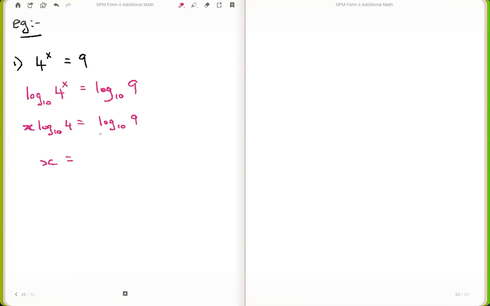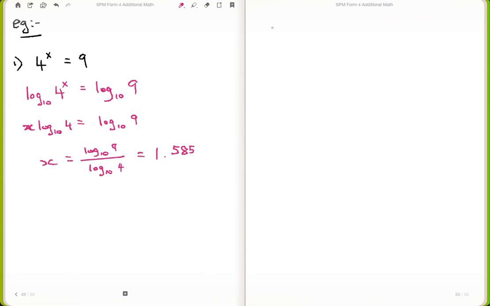Now this is division. You don't confuse it. You treat log as a whole number, log 9 over log 4. Put it in the calculator, use the shift function, and it turns out to be 1.585. Right?